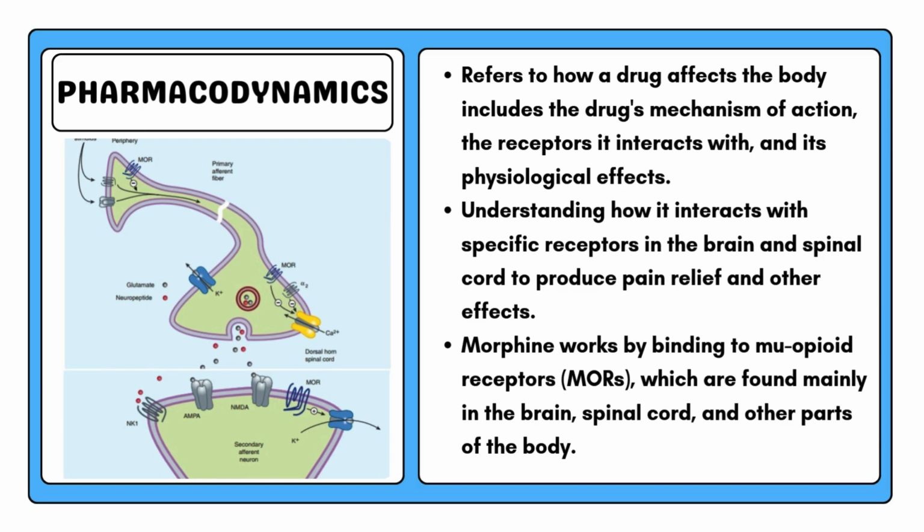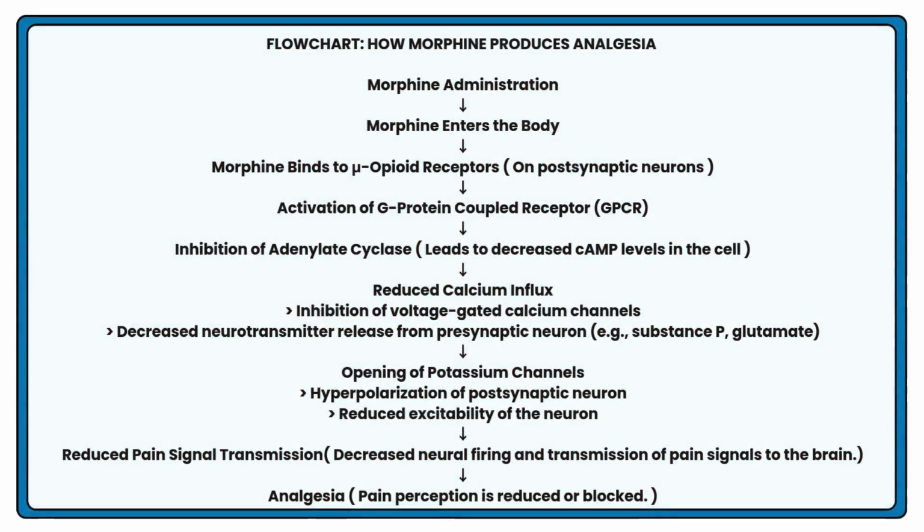Pharmacodynamics refers to how a drug affects the body, and includes the drug's mechanism of action, the receptors it interacts with, and its physiological effects. Understanding how it interacts with specific receptors in the brain and spinal cord produces pain relief and other effects. Morphine works by binding to mu-opioid receptors, which are found mainly in the brain, spinal cord, and other parts of the body.